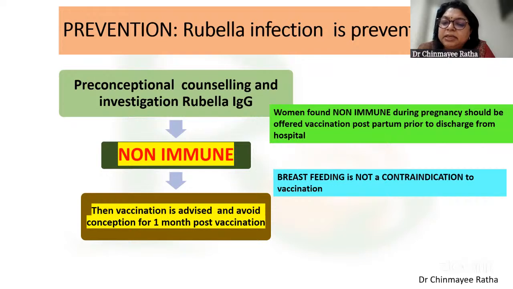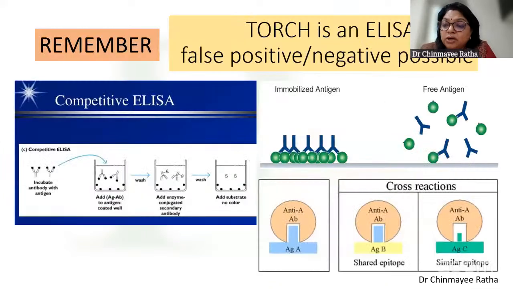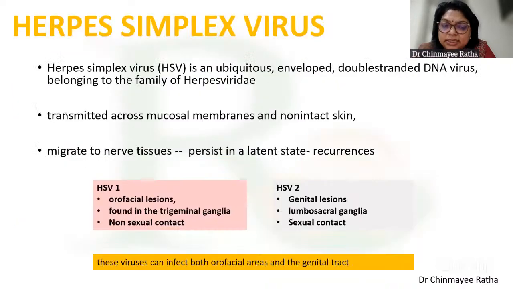Postpartum vaccinations can be done. Breastfeeding is not a contraindication. So wherever possible, we should advocate the rubella vaccine. The myth was that you have to avoid pregnancy for 3 months, or if you get pregnant, you need to terminate the pregnancy, but that is not true, and it is not a very expensive vaccination. So TORCH is an ELISA test, and we can have false positives and false negatives, and therefore understanding the serology is very important because we can take very, very unjustified clinical decisions if we do not understand the serology correctly.